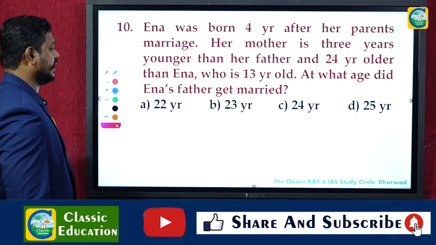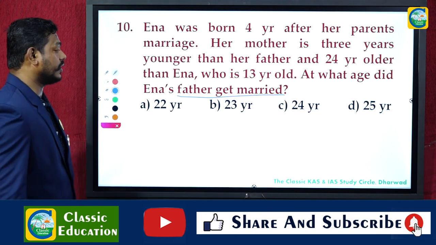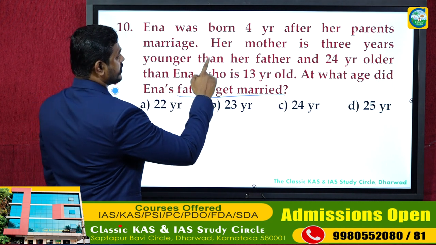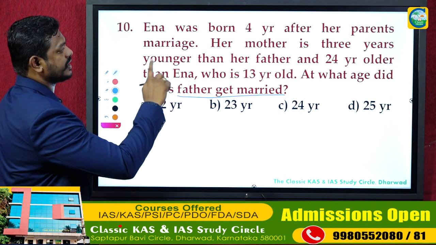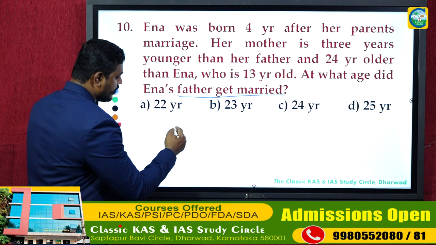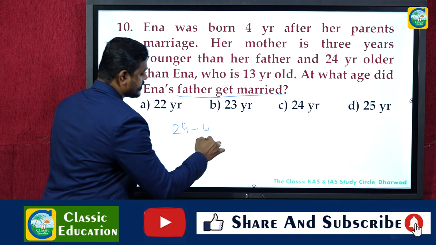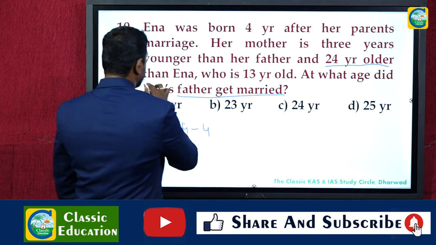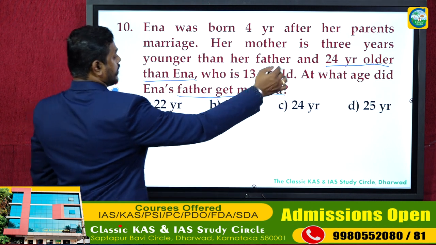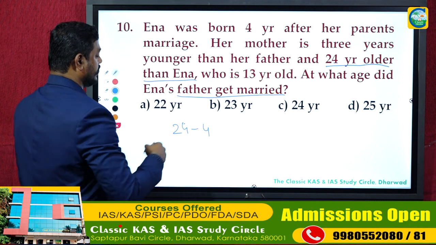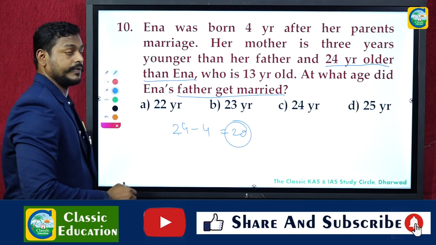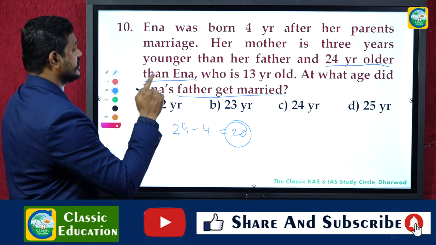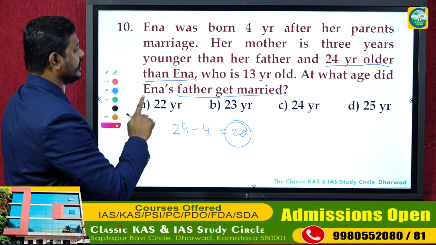So we are finding here the age of Anna's father when he got married. After 4 years of marriage, Anna was born. Yes, friends, Anna was born 4 years after her parents' marriage. And here it is 24 minus 4, because her mother is 24 years older than Anna. 24 years older than Anna means now it is 24, so going back 4 years, 24 minus 4 is 20 years. When her mother got married, her mother's age was 20 years. Then they said her mother is 3 years younger than her father.